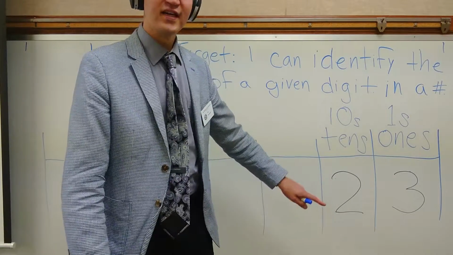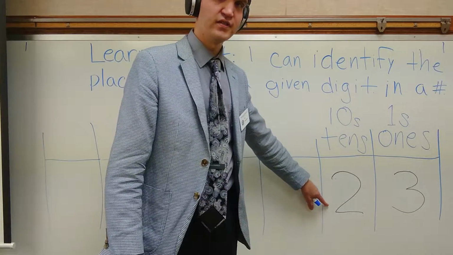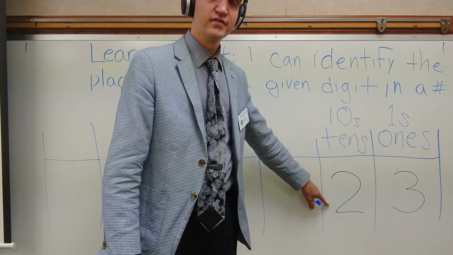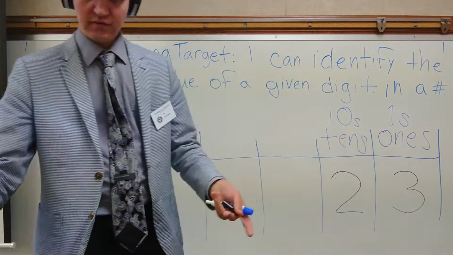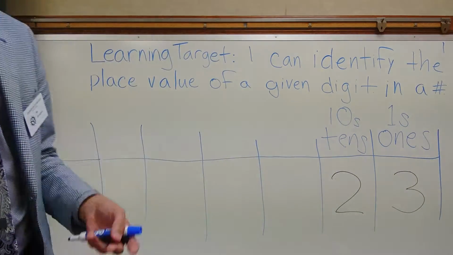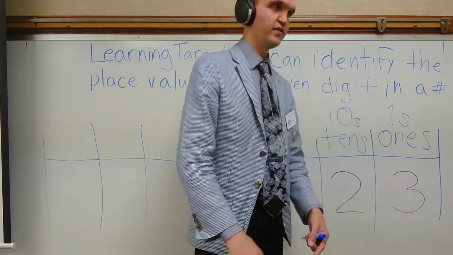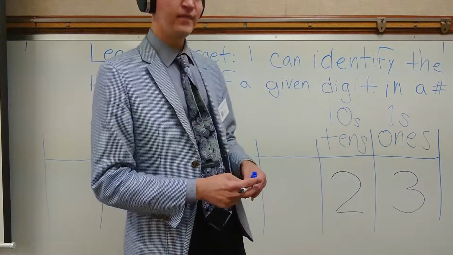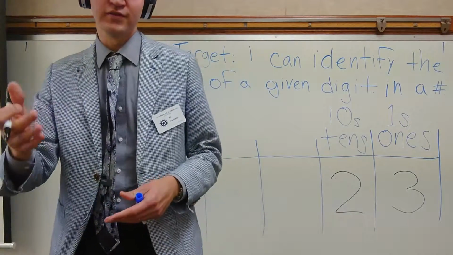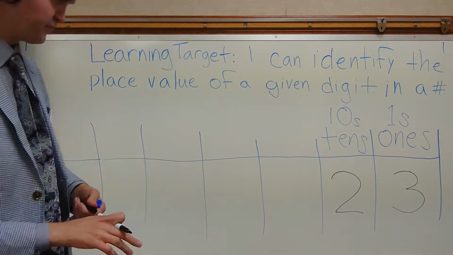Okay, 23. So in 23, pause your video and think, how many tens are in 23? Okay, come back. There are 2 tens, right? We have 2 tens and 3 ones. So that means in the number 23, I have 2 tens and 3 ones.